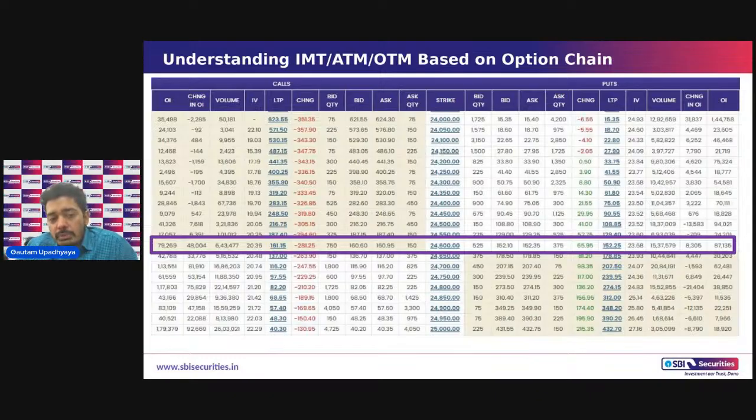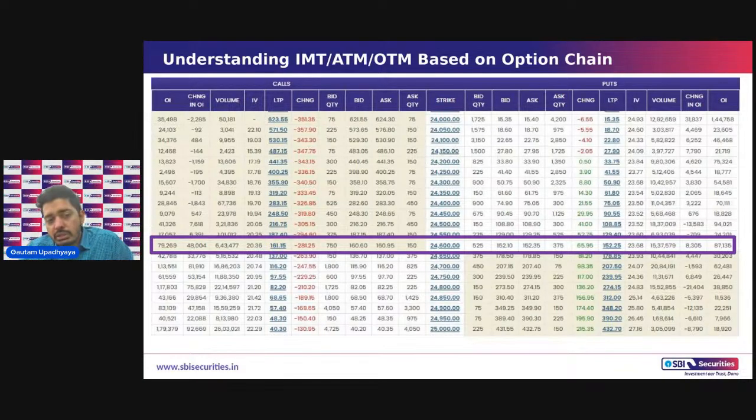As you go deeper out of the money, the option premium tends to reduce because there is less probability. For whichever option you select, there is a probability associated with every strike price you buy. Every strike price has a probability event of that particular strike price closing in the money by the time expiry comes. So this is the call side of it.